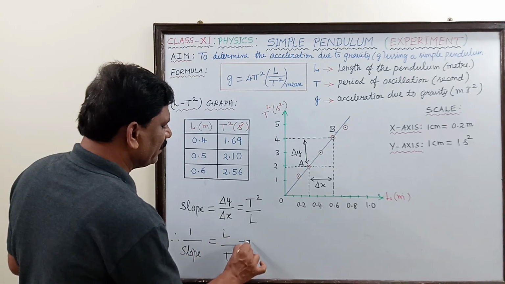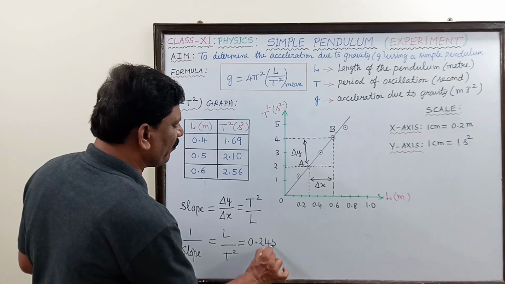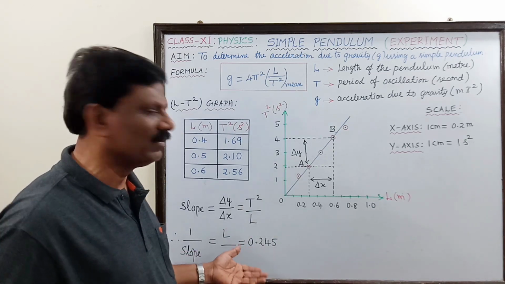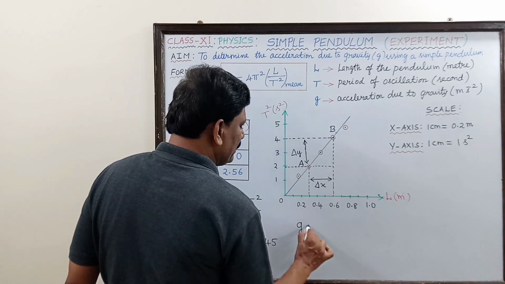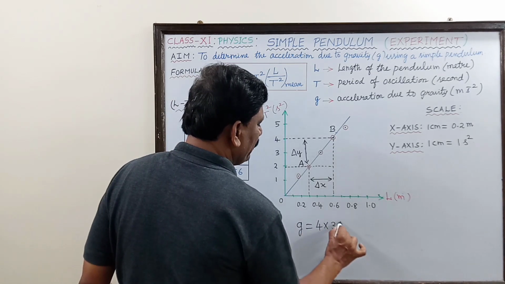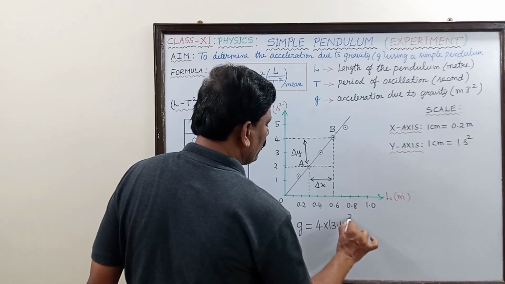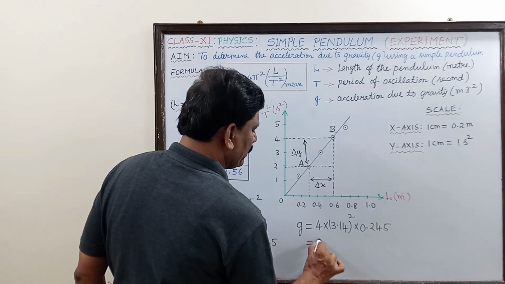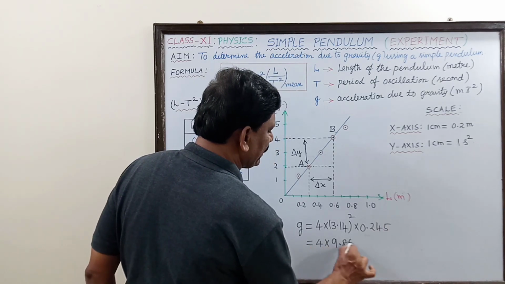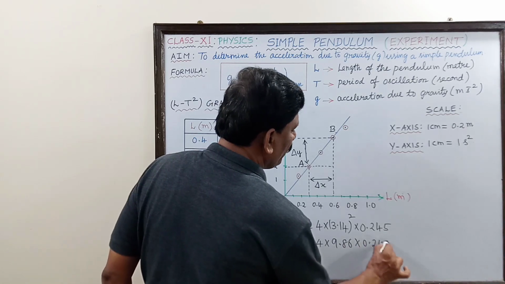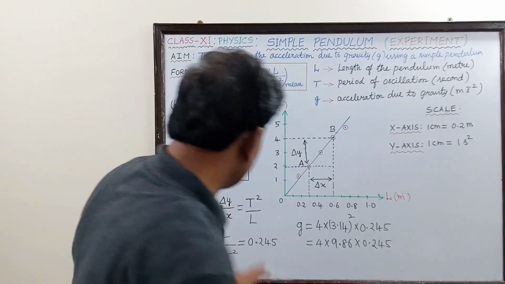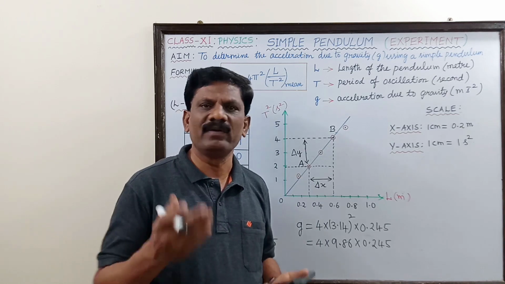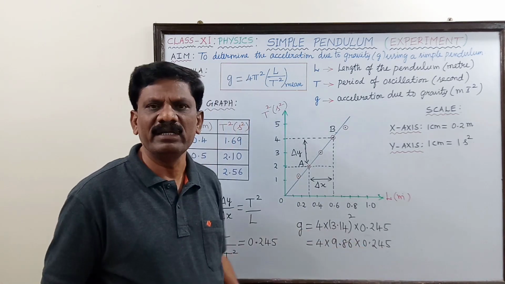For example, I am getting, say, 0.245. Okay. The slope is 0.245. I am getting, for example. Okay. Then from graphical method, g is equal to 4 pi square, 4 into 3.14 whole square, into 0.245. So that is equal to 4 into 9.86 multiplied by 0.245. So this value L by T square, by experimental method from the observation table, whatever we have got, closer to that value it will come.